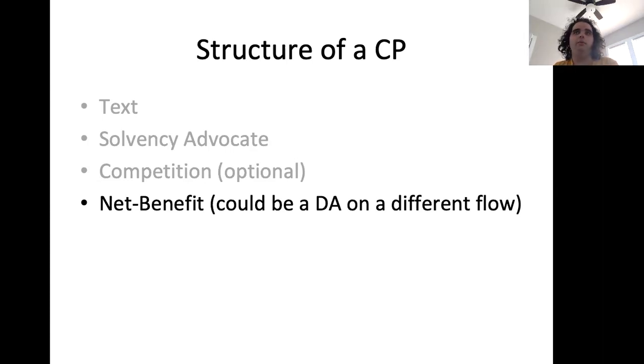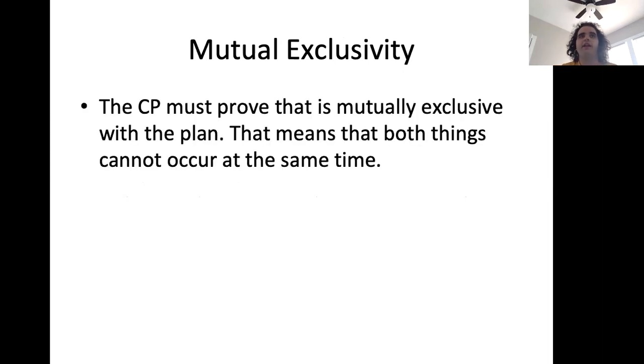Okay, so I just referenced this, but mutual exclusivity is also a very important part of counterplans and counterplan debating, right? So the counterplan must prove that it is mutually exclusive with the plan. The words mutually exclusive mean in particular that both things cannot occur at the same time, right? If they're exclusive, or they exclude one another, they can't happen at the same time. If it's mutual, then both of them exclude one another, that there's no possibility of compromise.